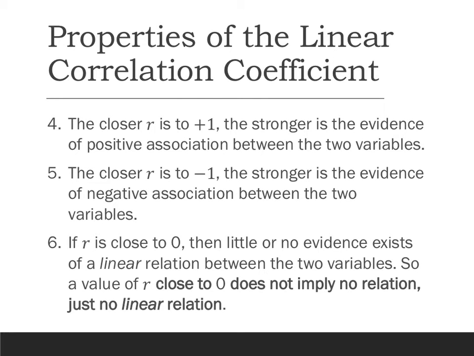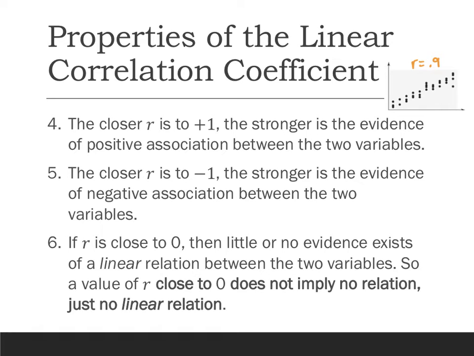All right, properties 4 and 5 just go off of what we had for 2 and 3. The closer r is to +1, the stronger the evidence is of a positive association between the two variables. And so if we see this here, this isn't a perfect line, but the points are very tightly around this line. And so this might be an R value of maybe 0.9.